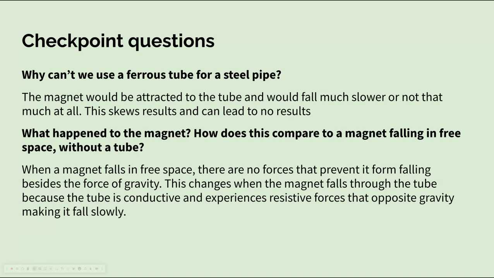Some checkpoint questions. Why can't we use a ferrous tube, like a steel pipe? The magnet would be attracted to the tube and would fall much slower or not at all. This skews the results and can lead to potentially no results. What happened to the magnet? How does this compare to a magnet falling in free space without a tube? When a magnet falls in free space, there are no forces that prevent it from falling besides the force of gravity. This changes when the magnet falls through the tube because the tube is conductive and experiences resistive forces that oppose gravity, making it fall more slowly.